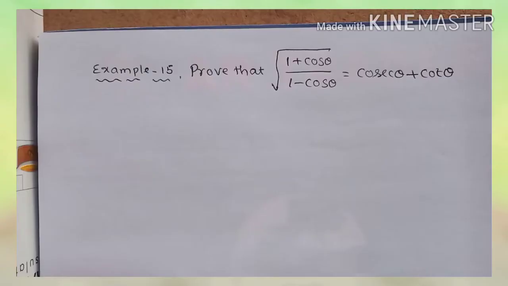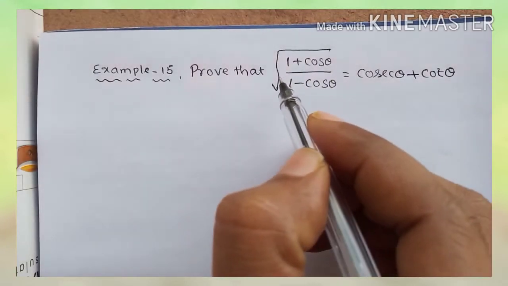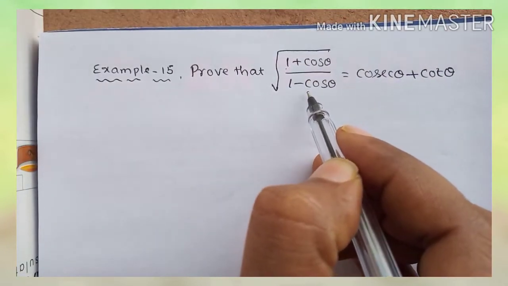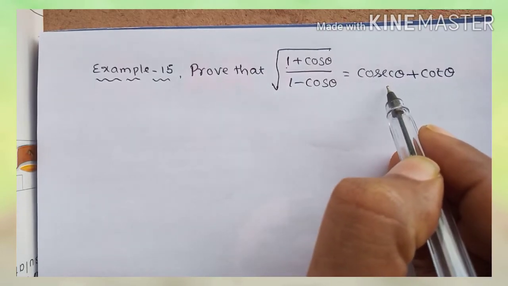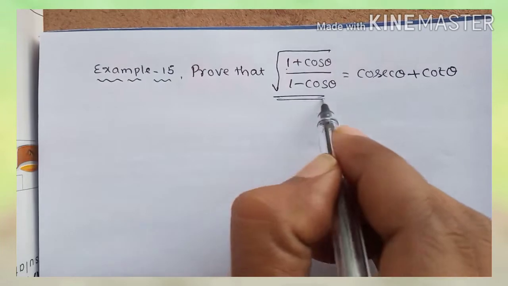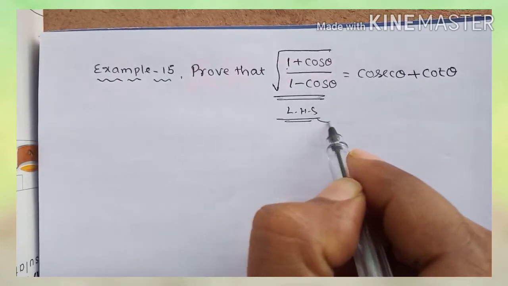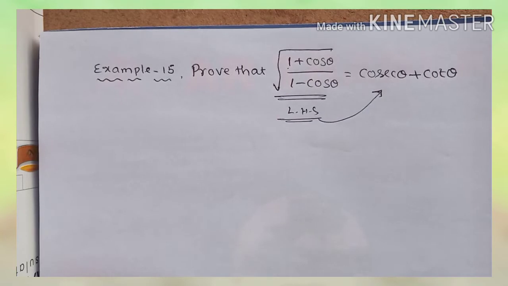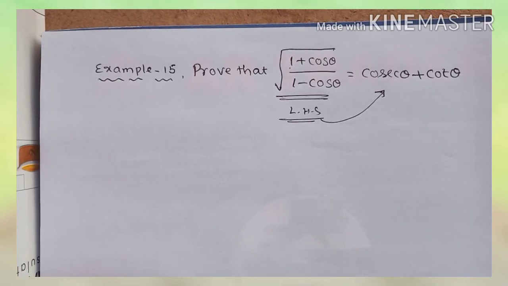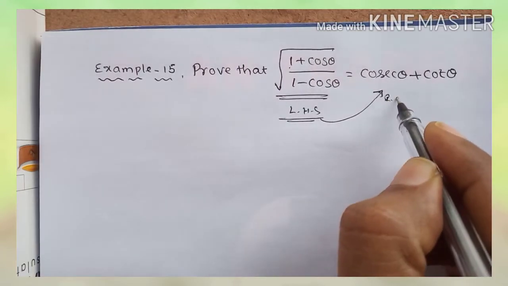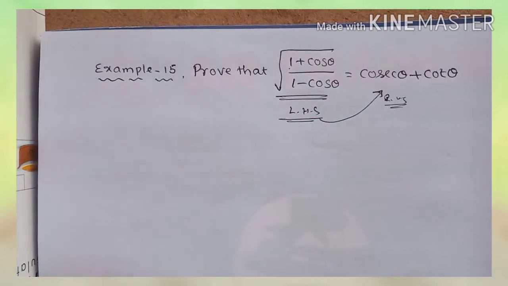Okay, now let's discuss this problem. Prove that root of (1 plus cos theta) by (1 minus cos theta) is equal to cosecant theta plus cot theta. We know this is the LHS part, and we have to prove it as the RHS part. When you are solving a trigonometry problem, you have to look first at the LHS part and also the RHS. What you have to prove, what is our destination, we have to watch first. Later you can start, and you have to first select a proper path to reach the RHS part, and using that path you have to solve the problem.